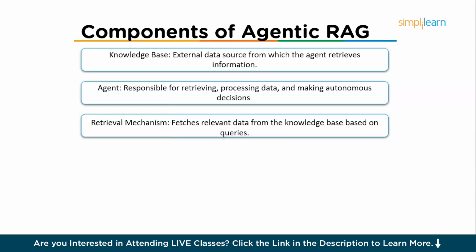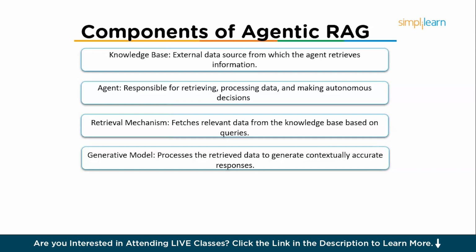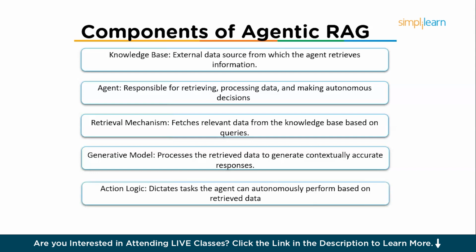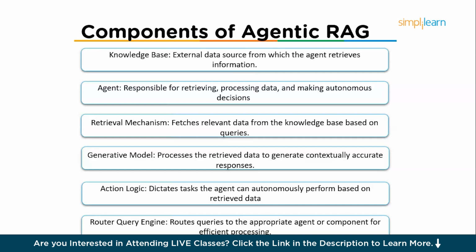Now we have the generative model. What it does is process the retrieved data to generate contextually accurate responses. Then we have the action logic. This dictates the tasks that the agent can autonomously perform based on the retrieved data. And then finally we have the router query engine. The router query engine routes the queries to the appropriate agent or component for efficient processing.